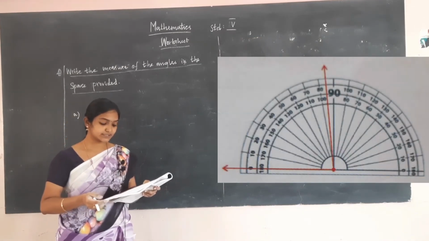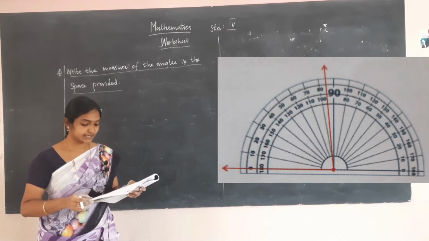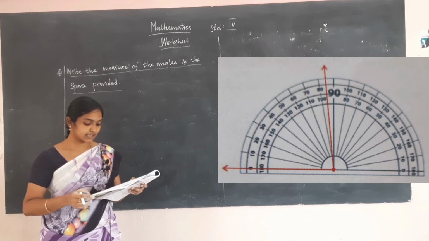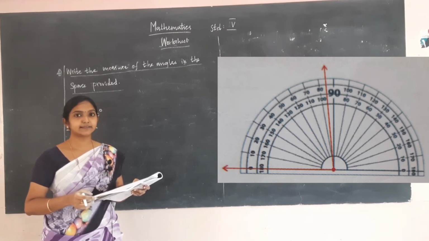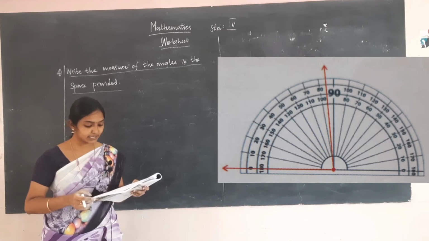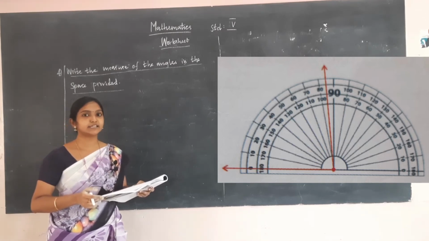Now look at the next picture. The arm of the angle is coinciding with outer scale. So we have to look only at the outer scale. The another arm is ending in between 80 and 90. So it will be 85 degree.